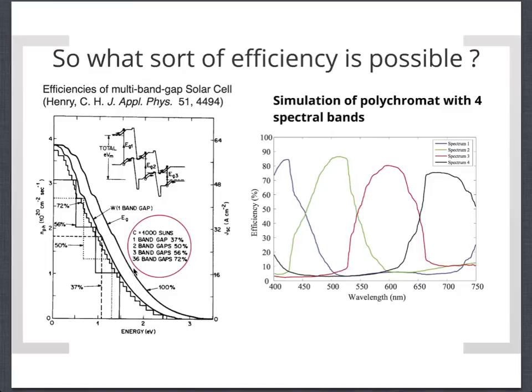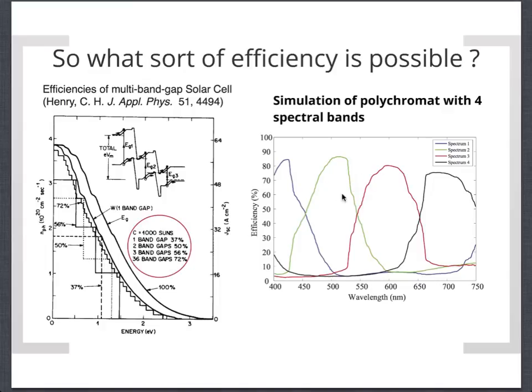This is a simulation which was done long ago, and it shows that with concentration optics, here the concentration is 1000 suns, that means concentrated by 1000 times. For one band gap, you achieve efficiency of about 37%, and for 36 band gaps, you get about 72%. So if you can somehow split the sunlight into 36 bands, then you get 72% efficiency.